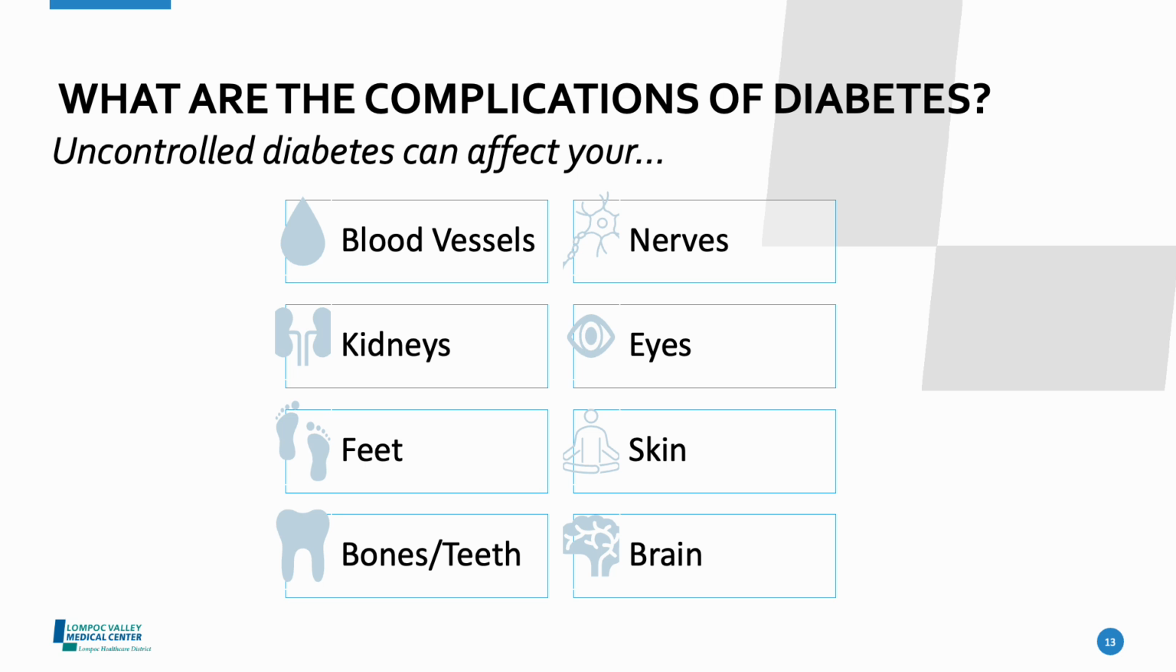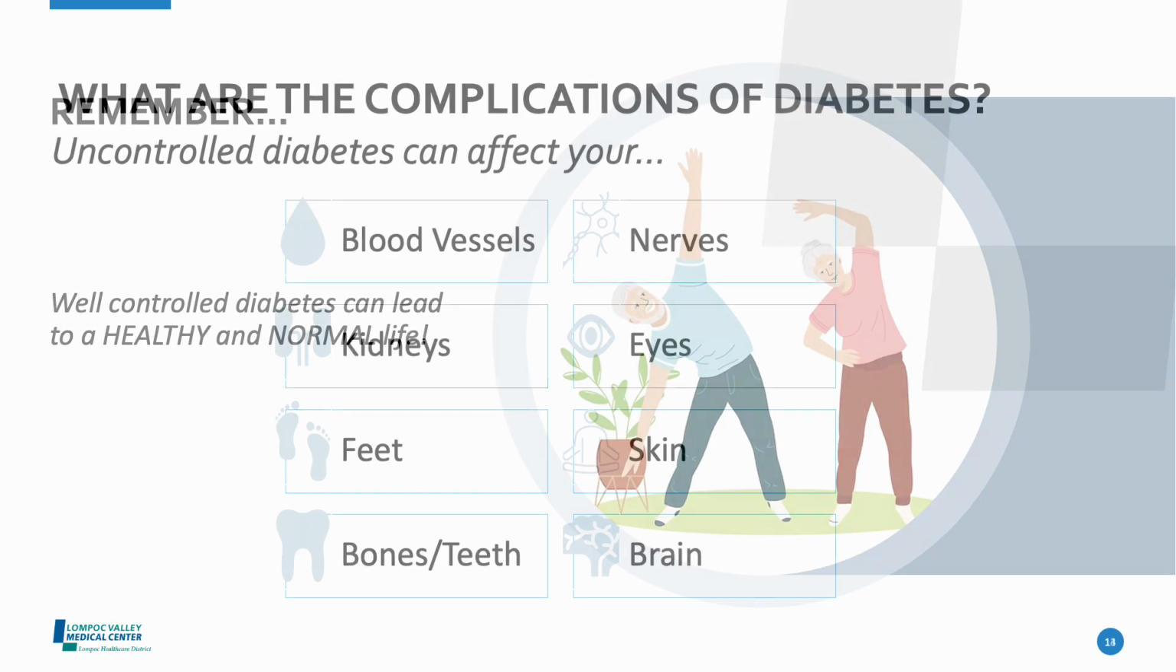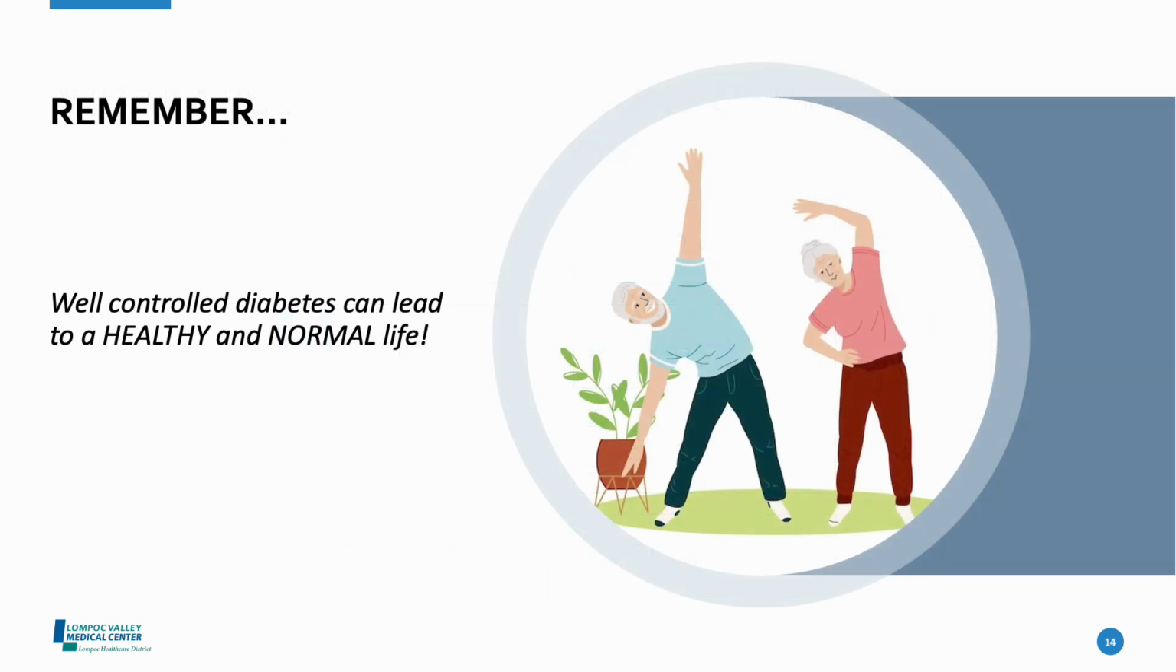Keeping diabetes under control by stabilizing your blood sugars can combat comorbidities that can be a direct response from poor glucose control. Uncontrolled diabetes can weaken the blood vessels, nervous system, kidneys, eyes, the circulation in our feet, our skin, including sores and pressure injuries, and the strength of our bones and teeth, as well as our cognitive function. While uncontrolled diabetes is dangerous and life-threatening, it is important to remember that well-controlled diabetes can lead to a healthy and normal life.